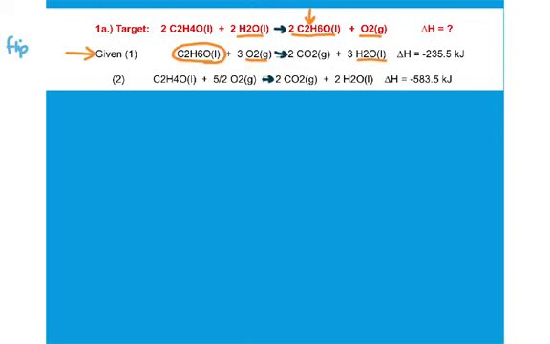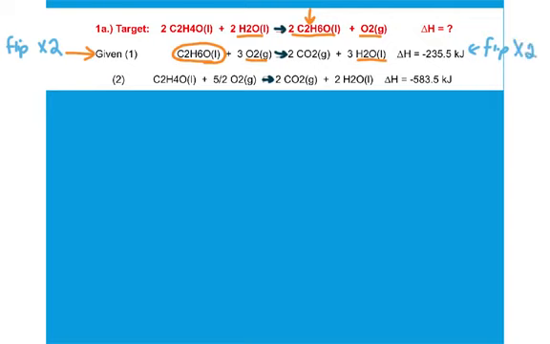The other thing that's not a match is the target equation has to have a coefficient of 2 in front of that ingredient, and mine doesn't. So again, the second thing I'm going to want to do for a manipulation is multiply everything by 2. Whatever I do to the equation, remember I also have to do it to the delta H. So I'm going to flip it and I'm going to multiply by 2.